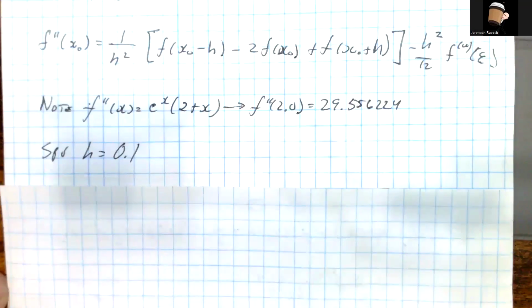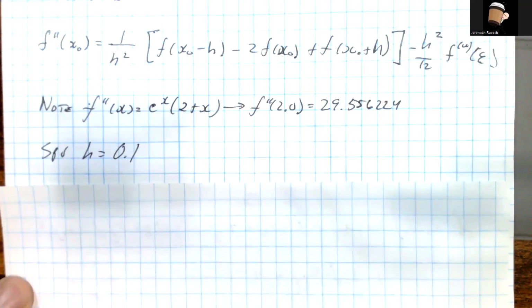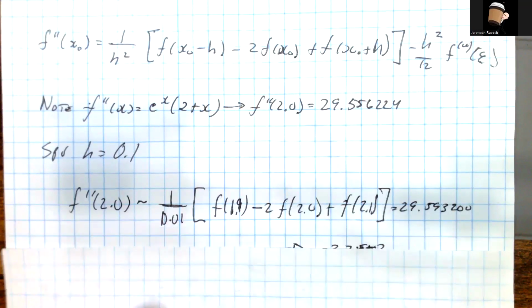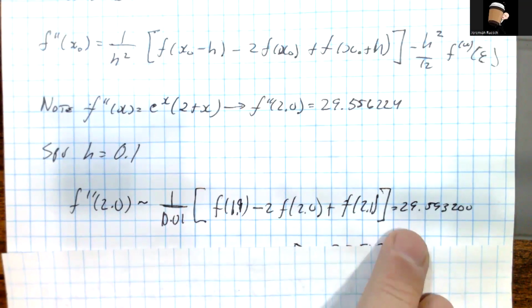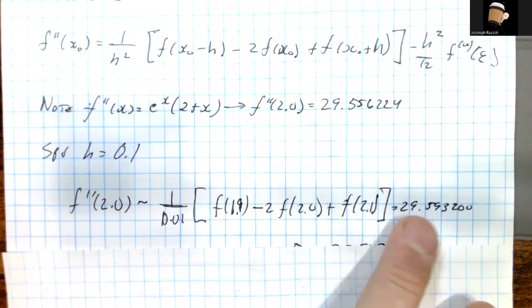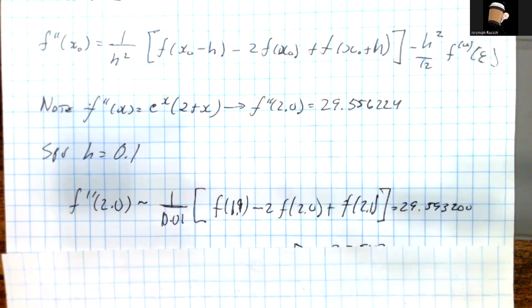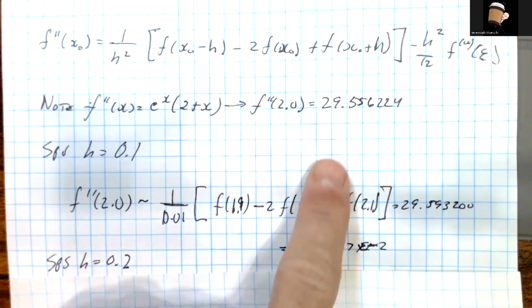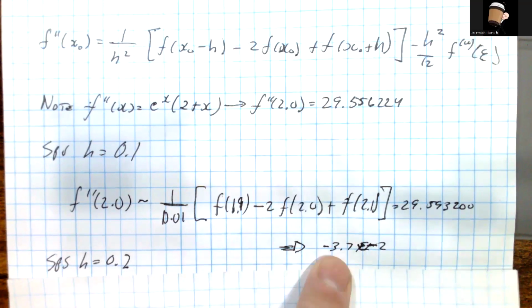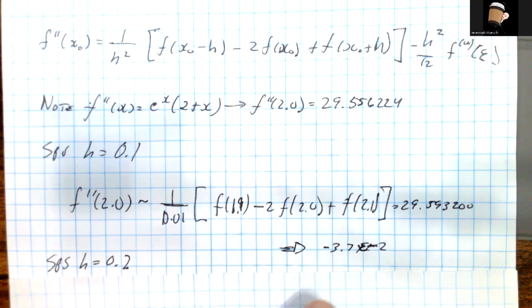So suppose that our step size is going to be 0.1, and we plug that into the value. We get that our approximation for the second derivative is 29.593200, which produces an error, given our value up here, of about 3%. So it's underestimating by about 3%.